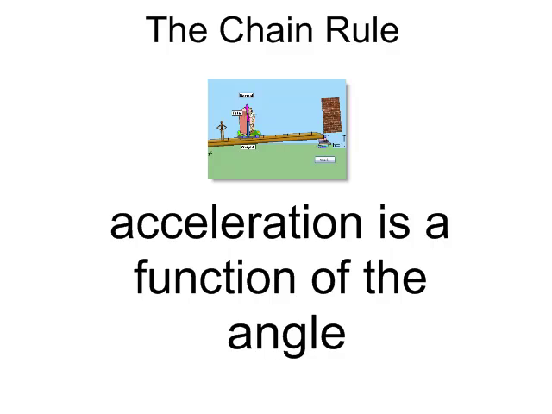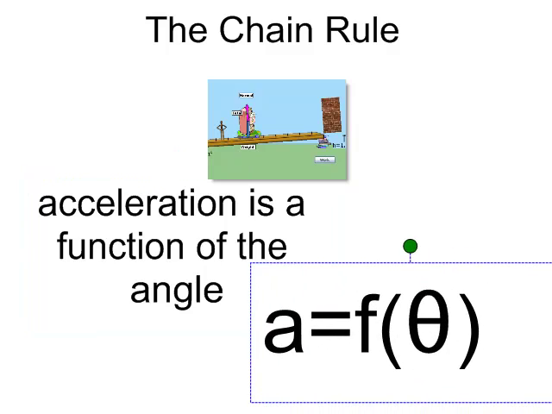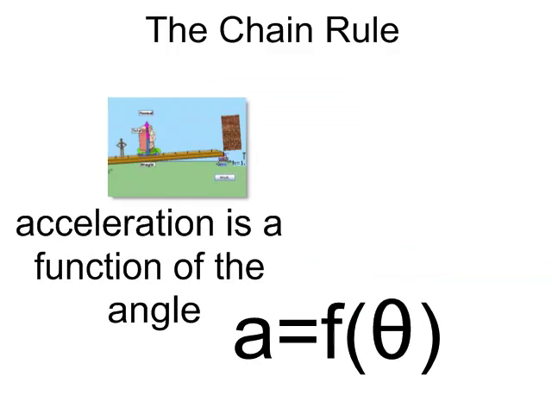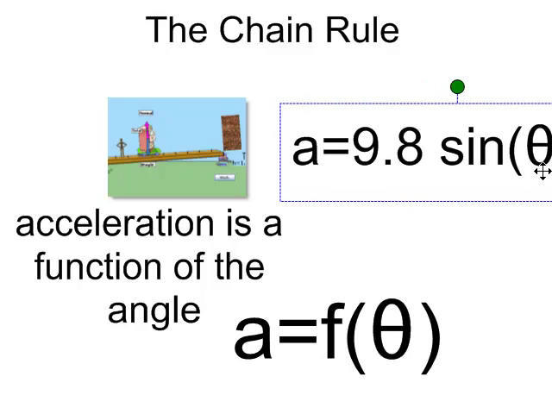So acceleration is a function of the angle of the ramp. I can express this symbolically. A equals some function of theta, where theta represents the angle. And if you're lucky enough to be taking physics with us, you will know that acceleration is actually 9.8 times the sine of the angle theta.